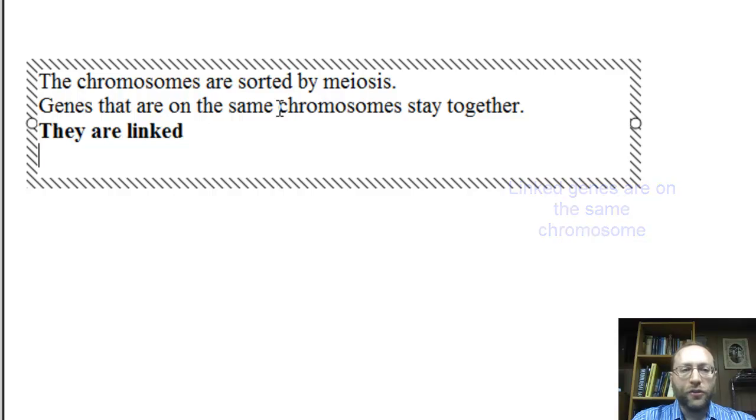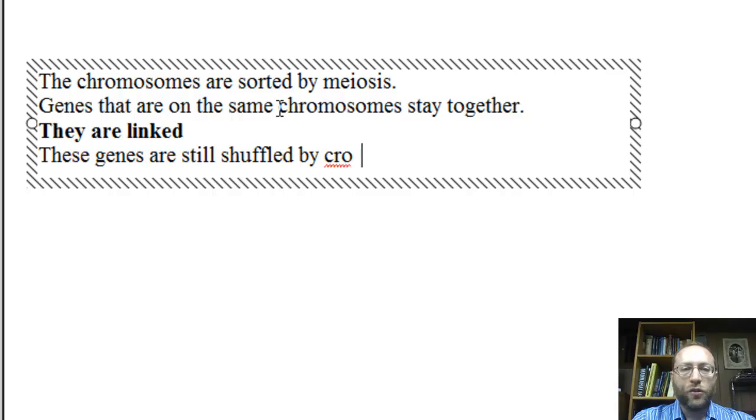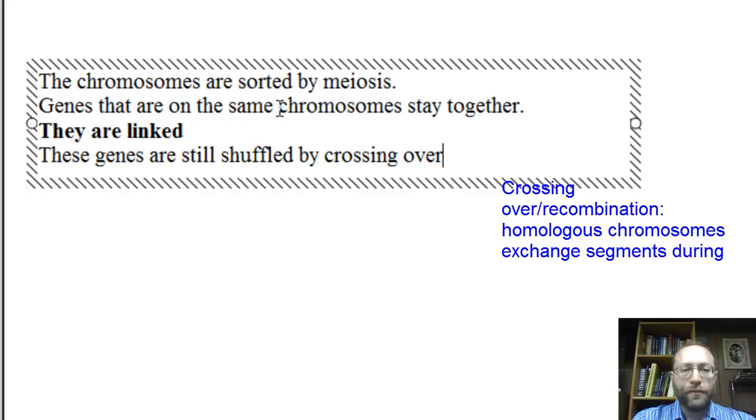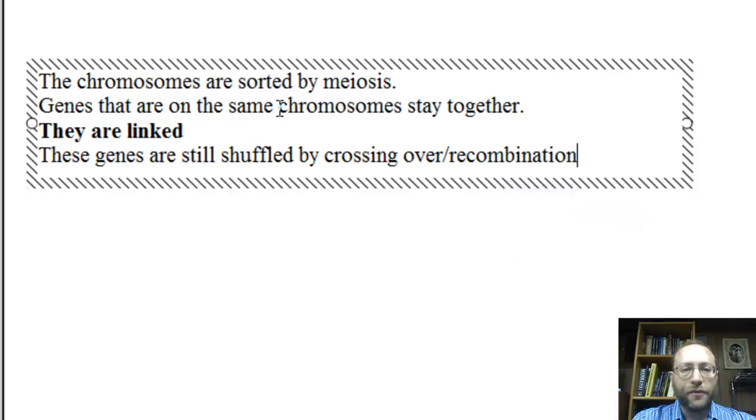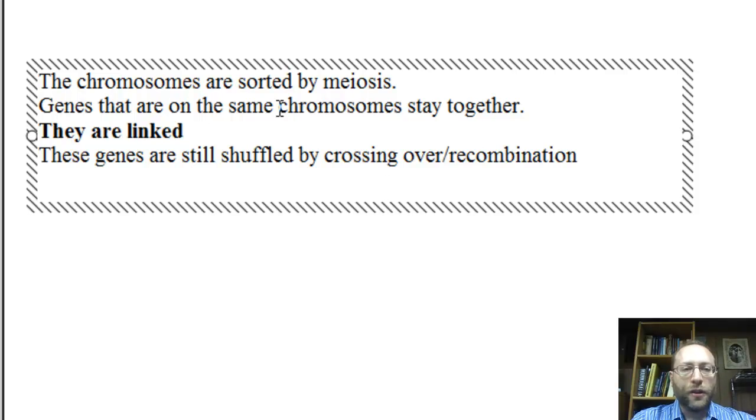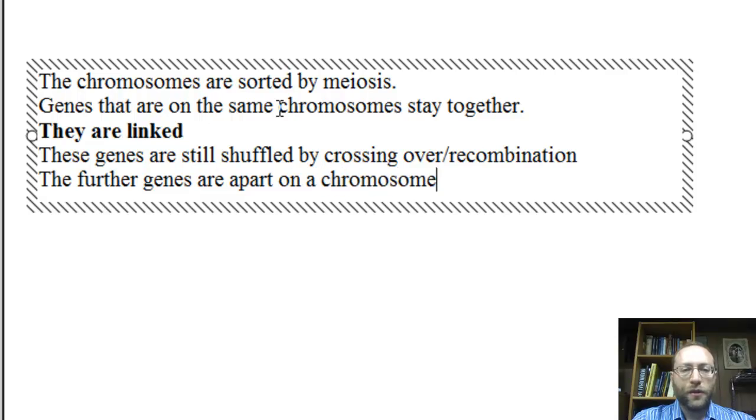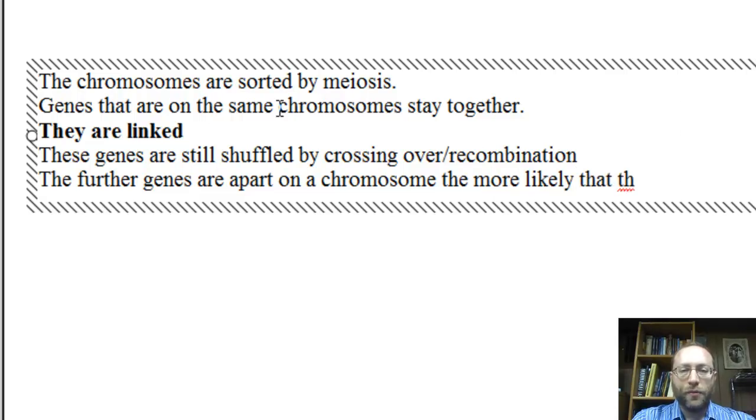They can still be shuffled. These genes, though, are shuffled by a process known as crossing over, also known as recombination. Remember, we learned about this before when we were learning about meiosis back in the reproduction unit. And the further the genes are apart on a chromosome, the more likely that they will be shuffled.